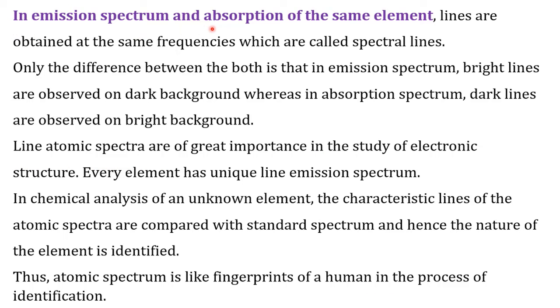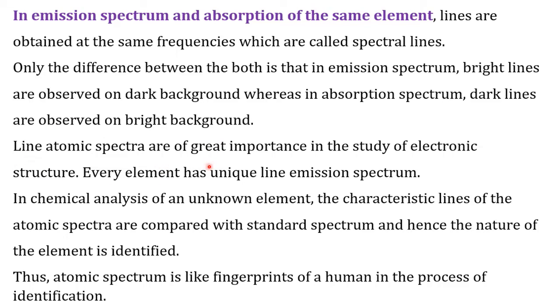In the emission spectrum and absorption spectrum of the same element, lines are obtained at the same frequencies, which are called spectral lines. The only difference between the two is that in the emission spectrum, bright lines are observed on a dark background, whereas in the absorption spectrum, dark lines are observed on a bright background.